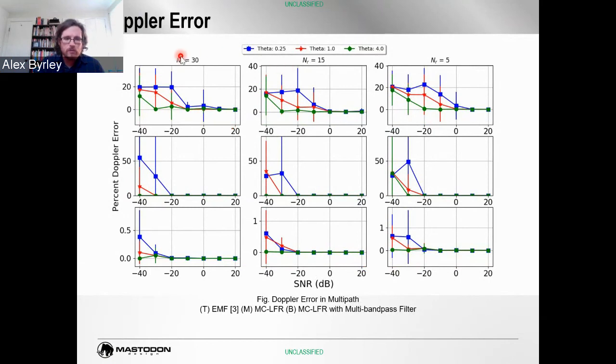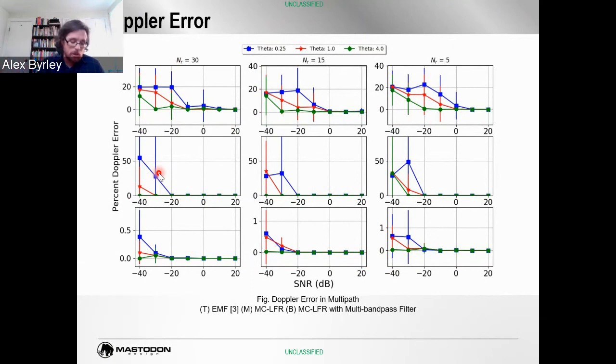So up here, NR is the number of reflections. Theta is the average power in those reflections relative to the direct path. And we see that while multipath really affects the extended match filter, even though it's pretty good, it doesn't so much for our guys. So the logarithmic frequency ruler, if we apply the multi-bandpass filter, has a very, very low percent Doppler error. That's because we're getting rid of the noise with the multi-bandpass filter. And also our ability to estimate Doppler: we see that multipath does affect it. We're not as good as if there was no multipath, but we're still pretty good.